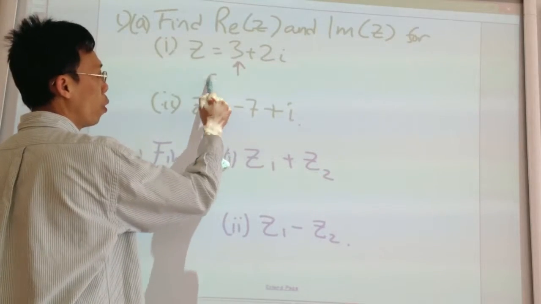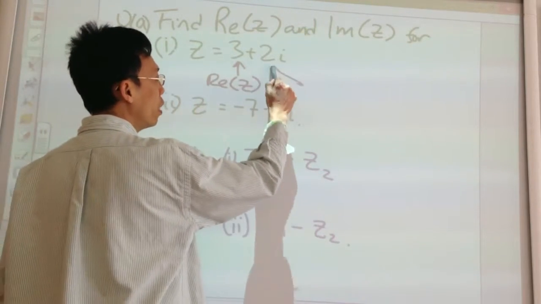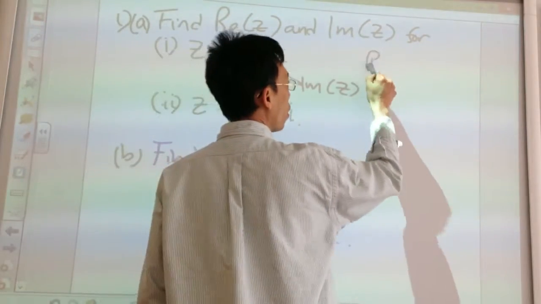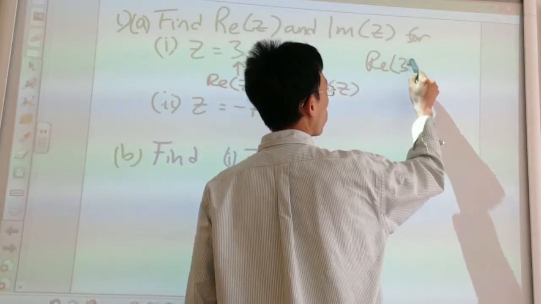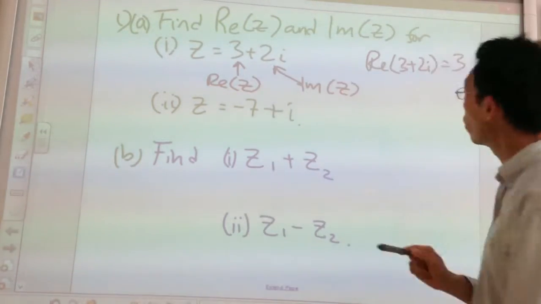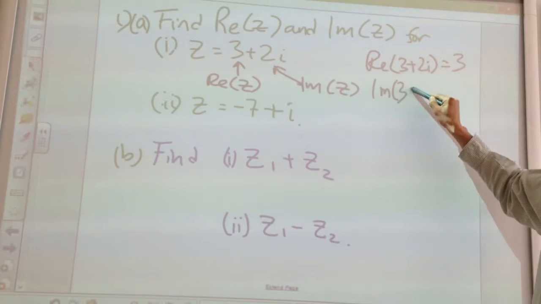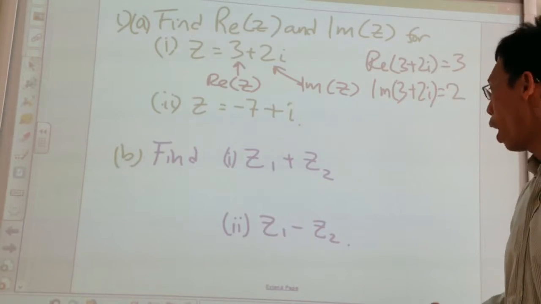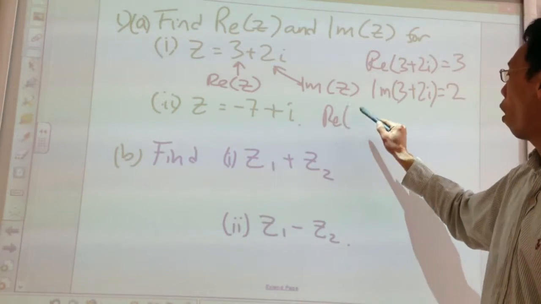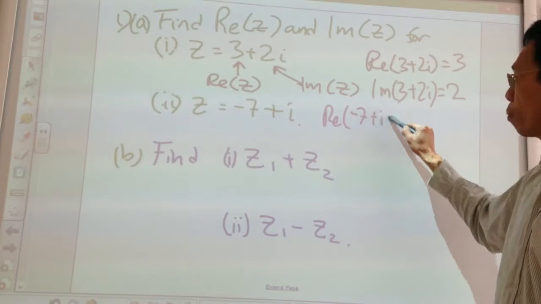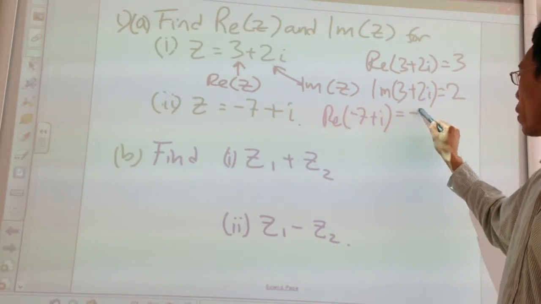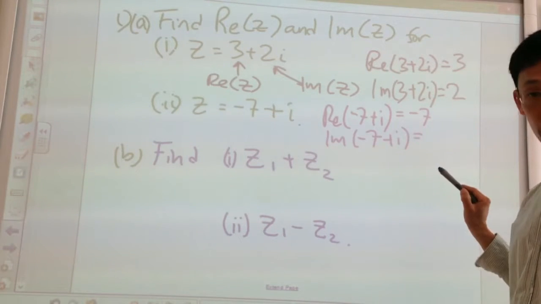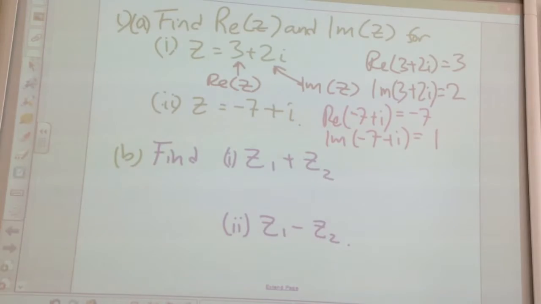This is the real part of z. Here is the imaginary part of z. So we can write the real part of 3 plus 2i is just going to be 3. The imaginary part of 3 plus 2i is going to be 2. Similarly, what is the real part of -7 plus i? Can you figure that out? Very good, -7. The imaginary part of -7 plus i? Yes, that is just going to be 1.